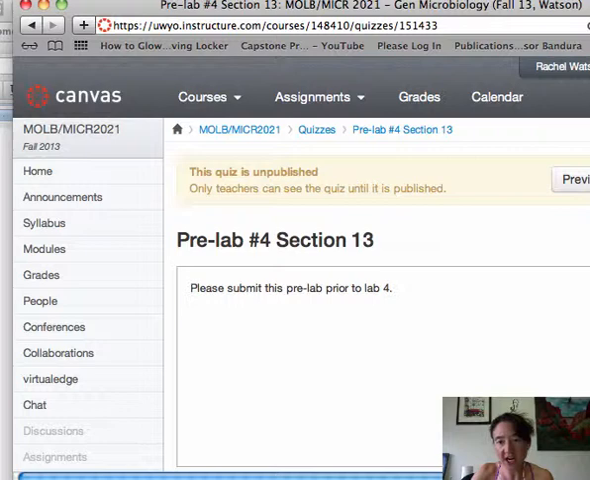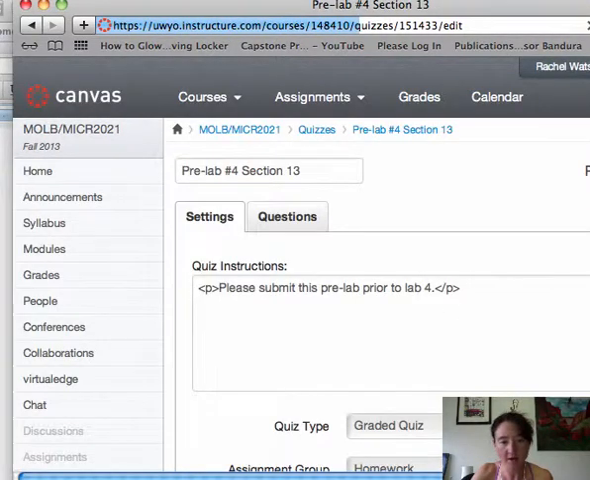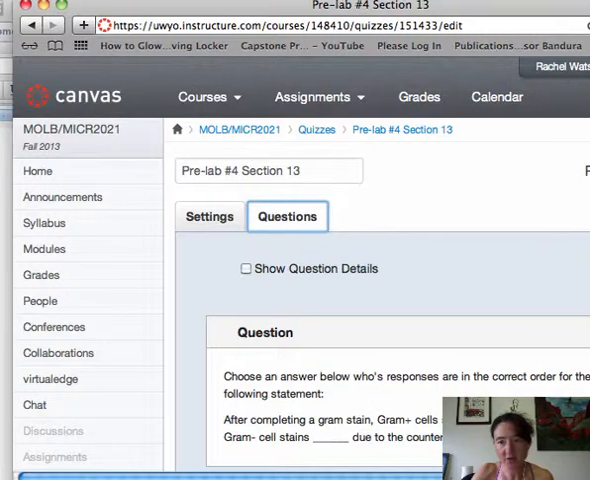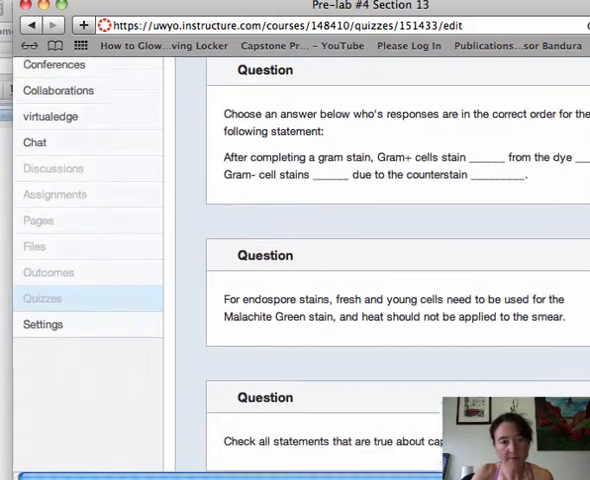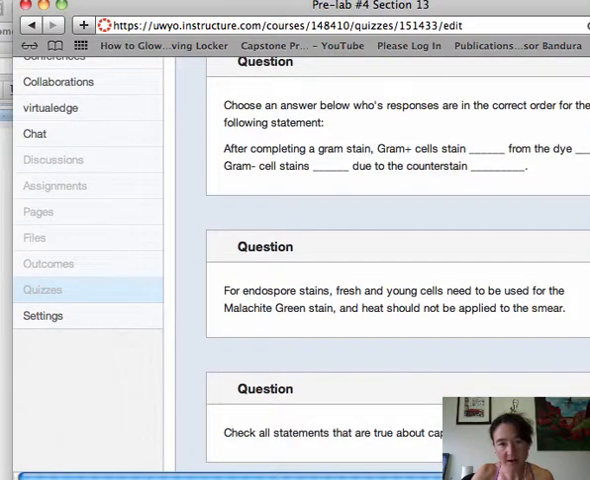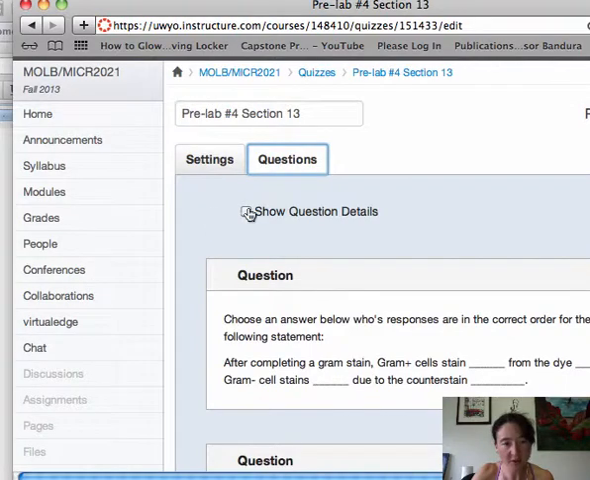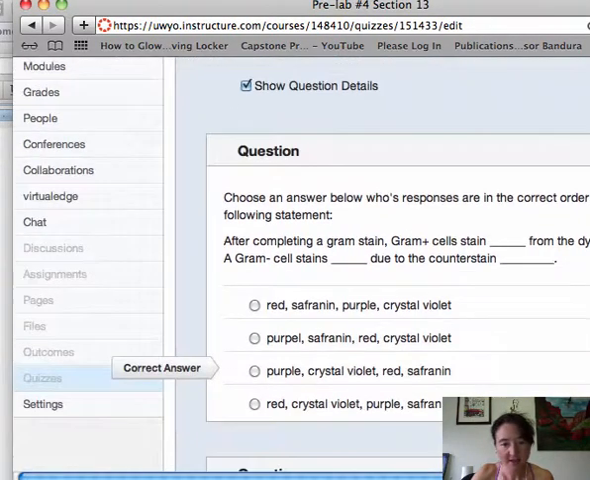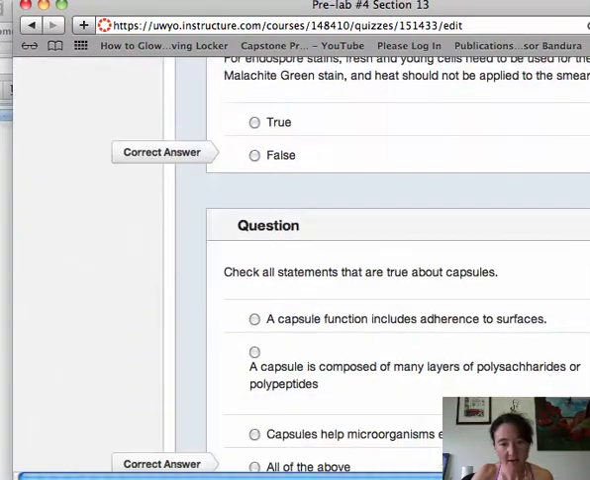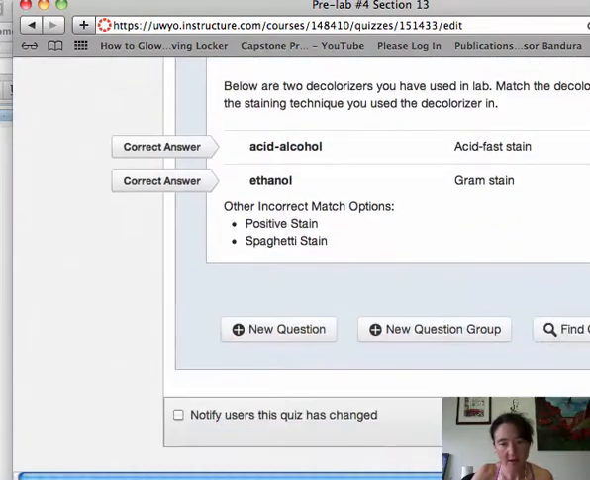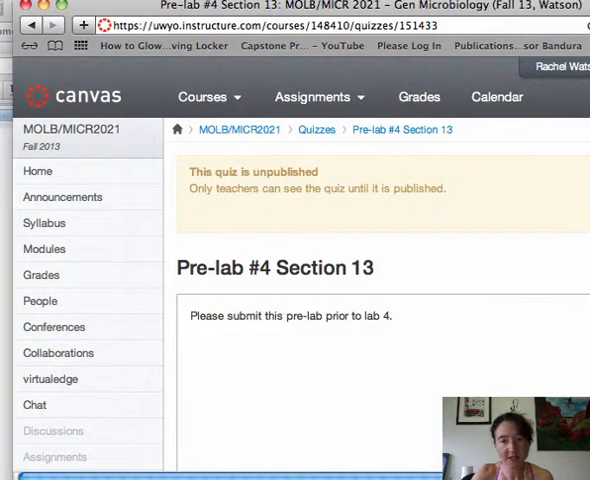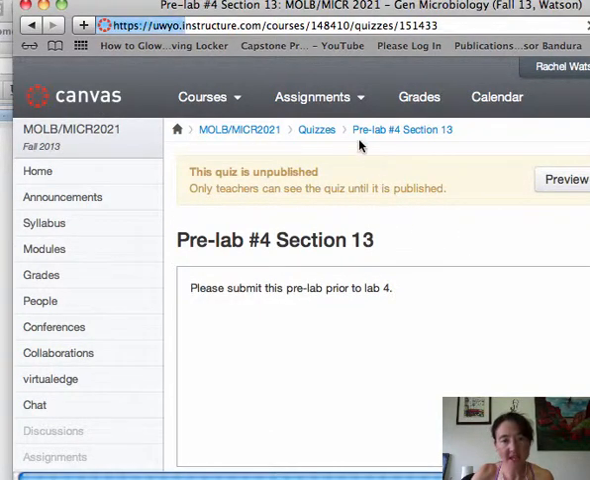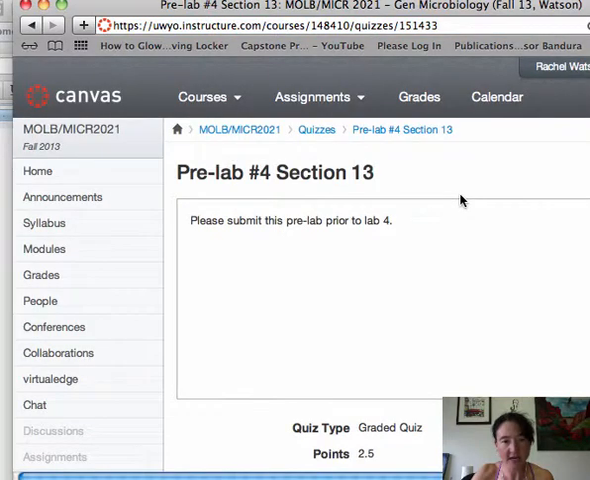Now I'm going to go ahead and check your questions and make sure that they're all ready to go. It did look like we had 2.5 points, so it looks like choose an answer below after completing the gram stain. Okay, let's just show question details so I can make sure your questions are all done. Sure looks like they are. Everything looks solid. Okay, so that looks good. And so I'm going to go ahead and publish this quiz. And we'll just hit publish. And then this yellow bar will go away because we hit publish. So now it's all ready to go.